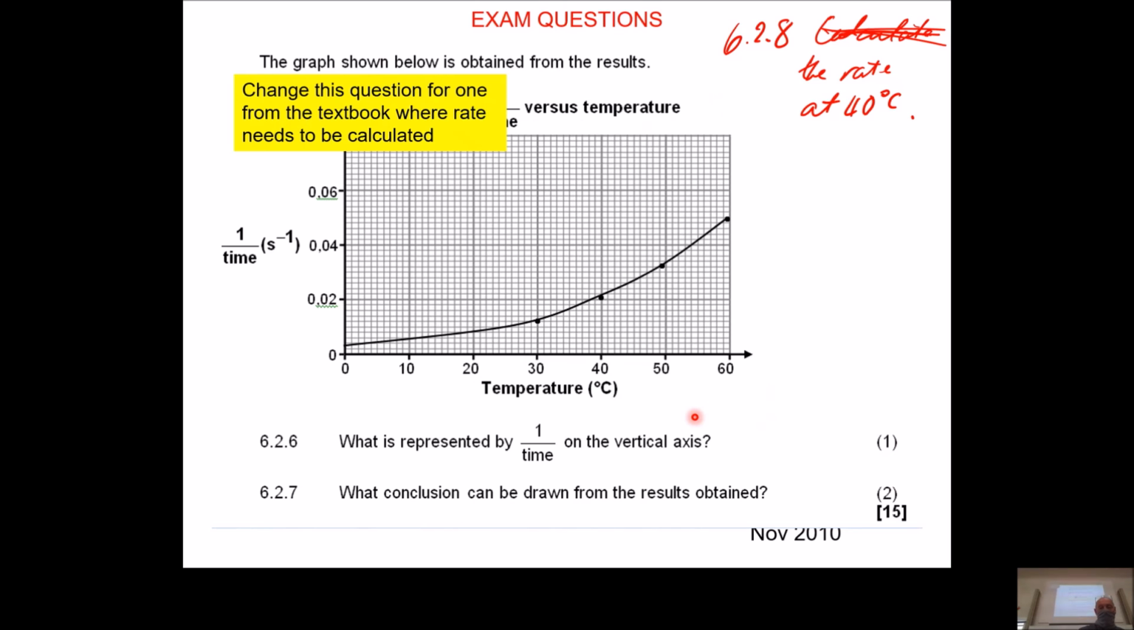This was the question as it was written. I need to make a change to it just for fun. What is represented by 1 over time on the vertical axis? What does 1 over time represent? And what conclusion can be obtained from these results? So these are the results of that experiment. Rate increases with temperature.